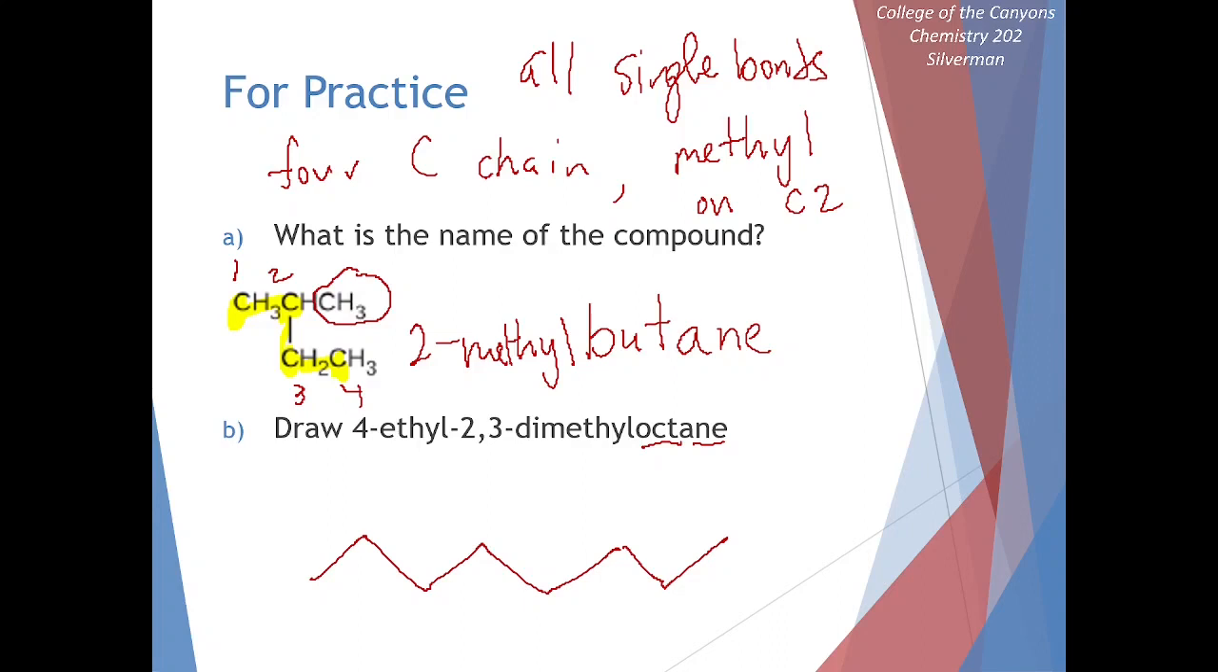Okay, on our octane, we have 4-ethyl, 2,3-dimethyl. So our ethyl group, let's draw that one. Our ethyl group is going to be on that fourth carbon. 1, 2, 3, 4. Ethyl means we have 2 carbons. One can be at the corner, one can be at the end.